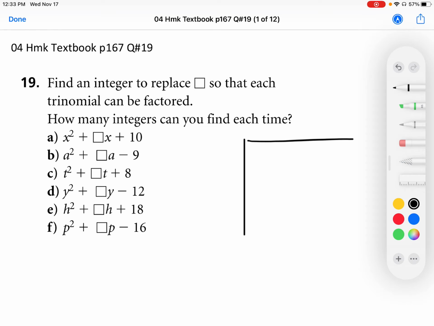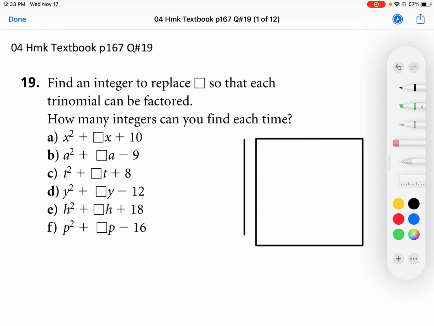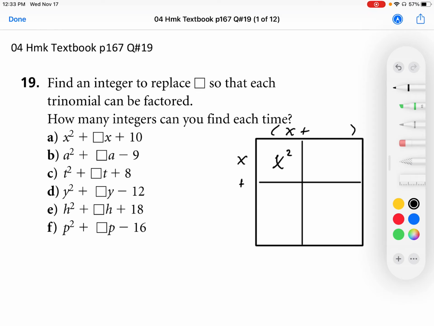The numbers are going to multiply to this area, an area of 10 and x squared. So we're going to end up with an x squared here, and this is going to be x plus some number, and on this side it's going to be x plus another number. That's going to be the bracket part of it, and we have to get 10.